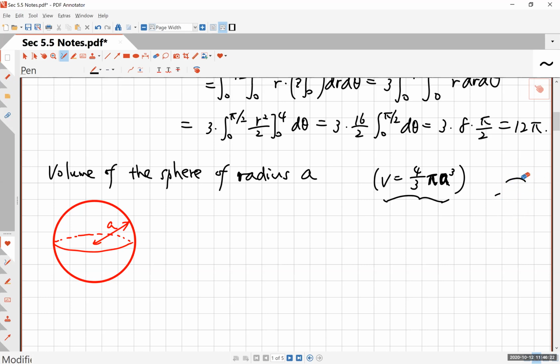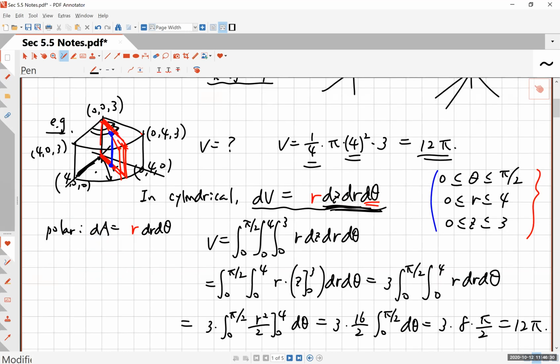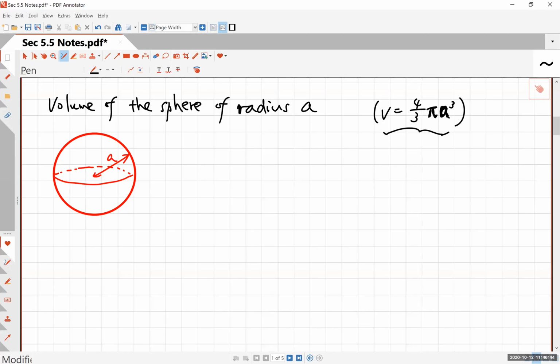Okay, so we are about to find this using, and later we will do this using spherical coordinate system, which is much easier. But for this, we will just use what we have, which is so far cylindrical coordinate system. Okay, so here is the way you would think about this. All right, so here the volume is, well, let's see, what is that?